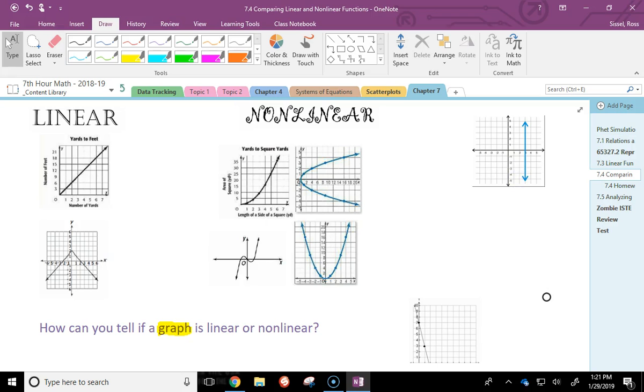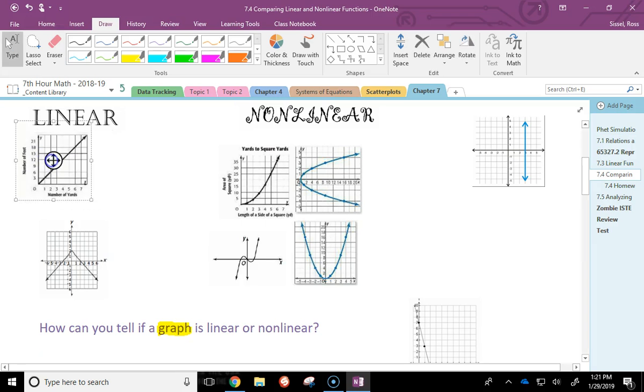But the very first one, yards to feet, this one is linear. We know it's linear. It's a straight line. It has a slope. It passes my vertical line test. If I look vertically, it will pass that. It's only going to mark in one place.